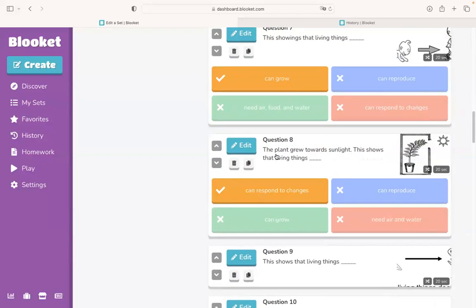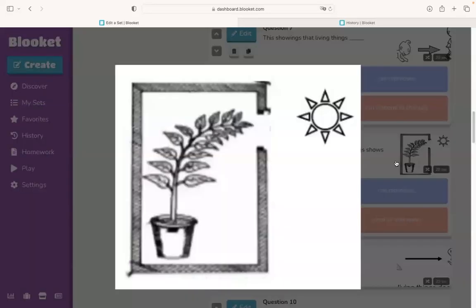Question 8. The plant grew towards sunlight. This shows that living things can respond to changes. So I have this enclosed area with a small opening here. The sun is here. The plant will eventually tilt itself towards the opening to get more sunlight to make its own food.